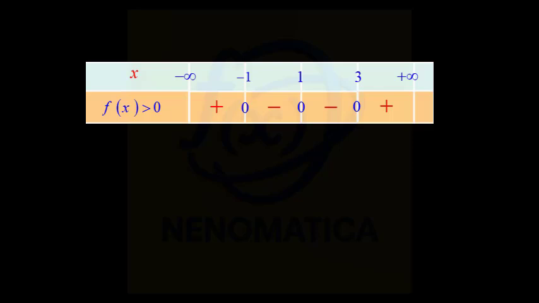Finally, since we want f of x to be strictly greater than 0, we take the positive intervals only and exclude the zeros. So the solution set is open parenthesis negative infinity comma negative 1 close parenthesis union open parenthesis 3 comma plus infinity close parenthesis.